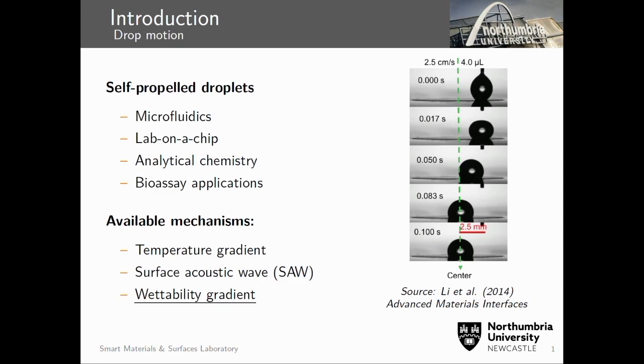So you have different physical mechanisms you can use to control the motion of droplets. You can use temperature gradient, humidity gradient as well, surface acoustic wave, and you can use wettability gradient. So I'm going to speak about wettability gradient in this talk. You can see here on the side an example of an experiment that has been done by Lee et al., where you can see a drop moving because of this effect. Basically the wettability is higher in the center of the sample. So if you put a drop on the side, the drop will naturally move toward the center.